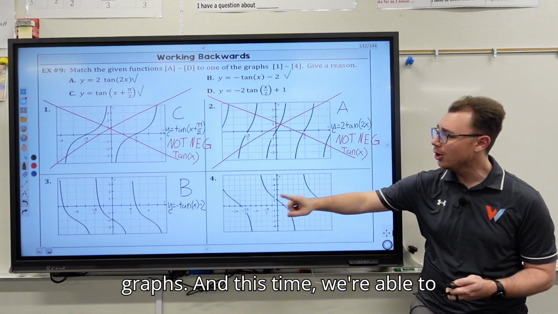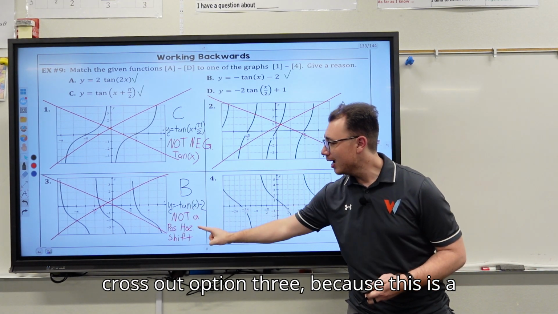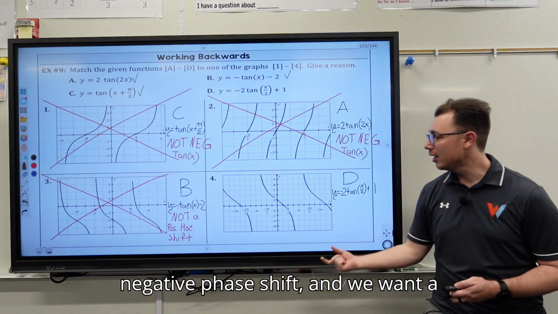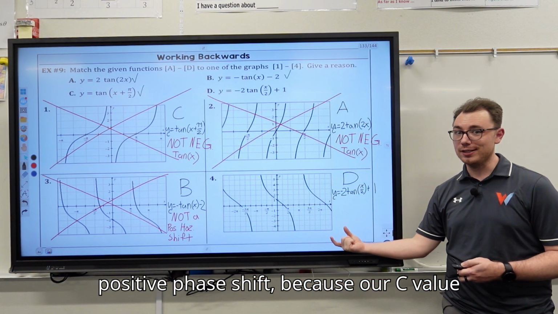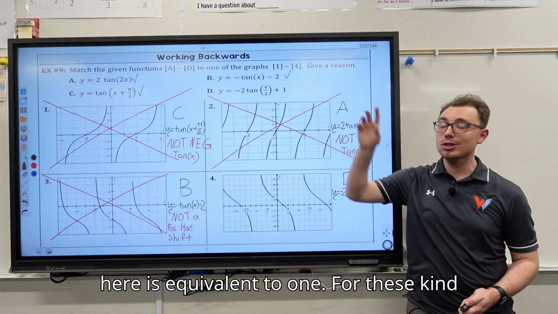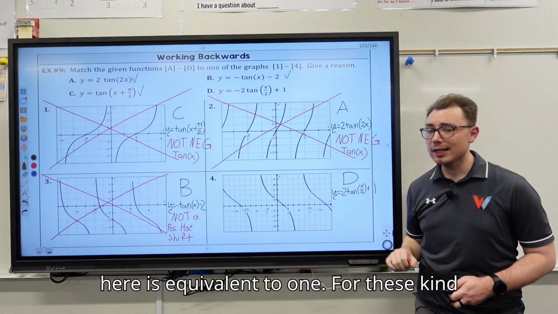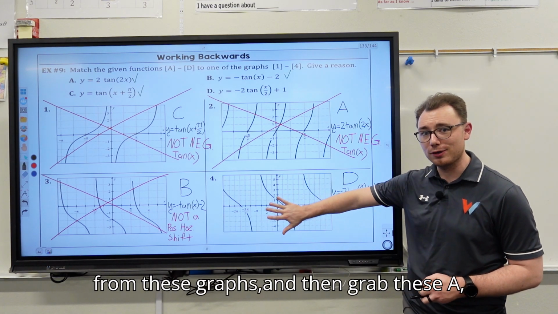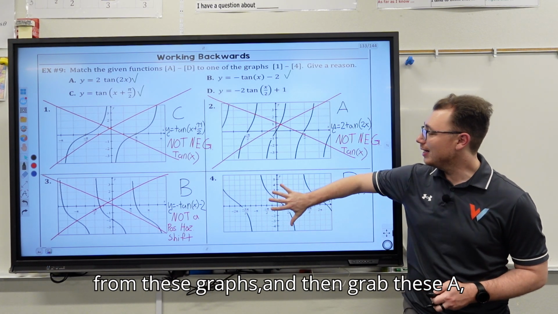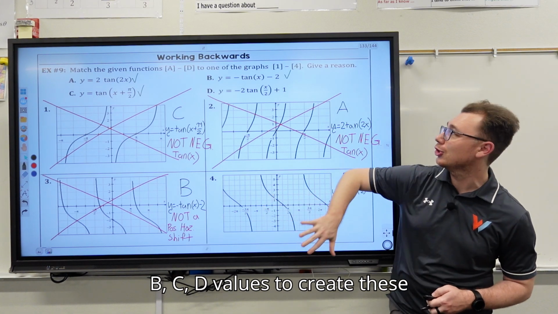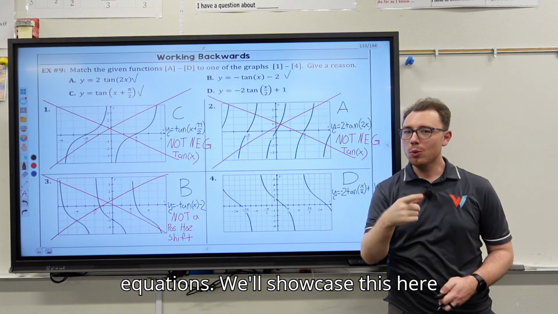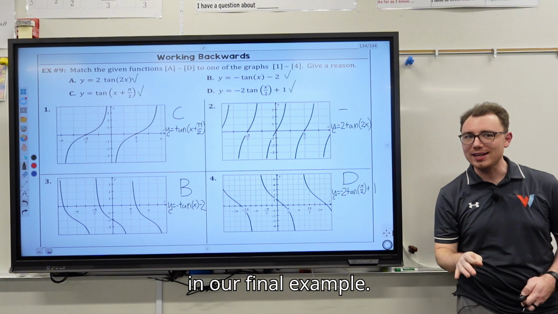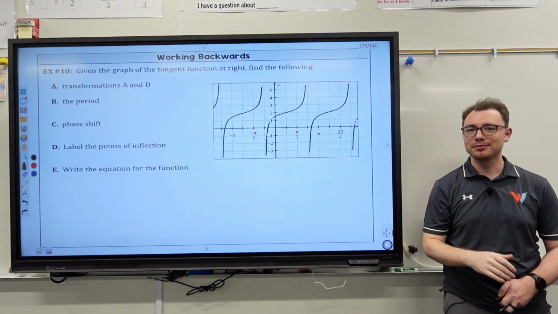And this time, we're able to cross out option 3 because this is a negative phase shift, and we want a positive phase shift because our C value here is equivalent to 1. For these kind of problems, I want you to try and identify some of these characteristics from these graphs and then grab these A, B, C, D values to create these equations. We'll showcase this here in our final example.